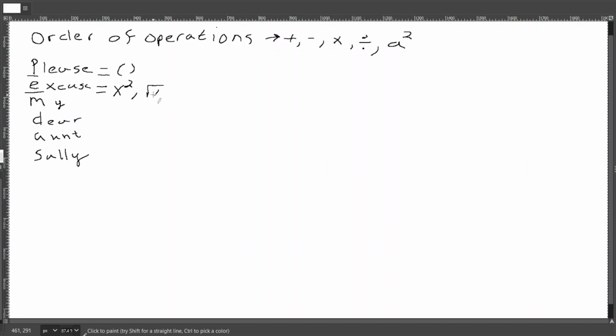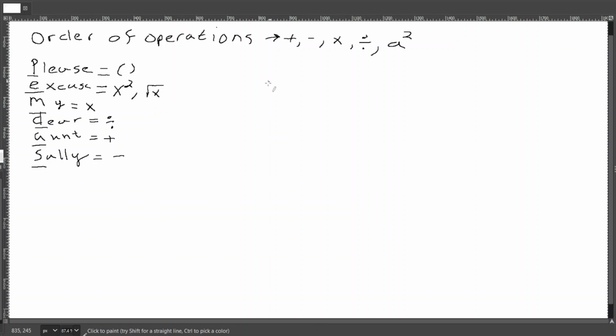It could also include the square root, so be careful, right? My is for multiply. Well, let me just stick with symbols for this, right? Times. Dear is for divide. Aunt is for addition. And then Sally is for subtraction, okay? So this is the order of operations, truly, okay? It goes top down, and whatever you see first, you must do, okay?